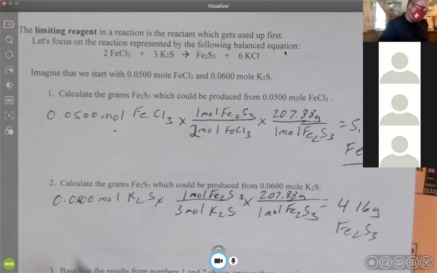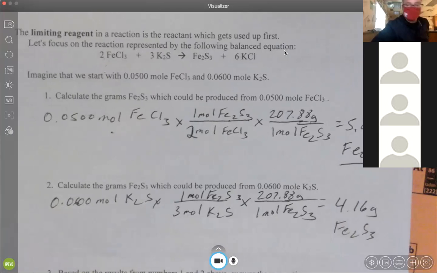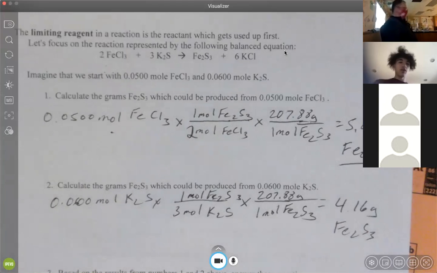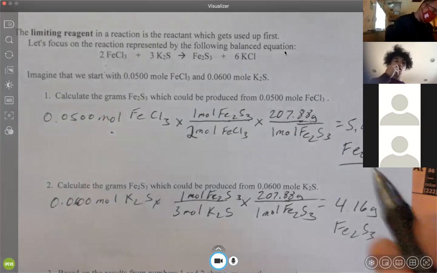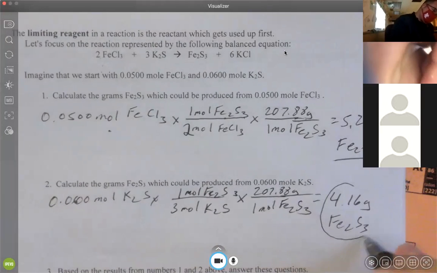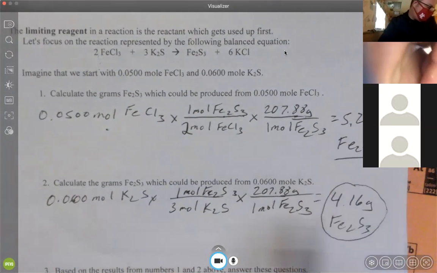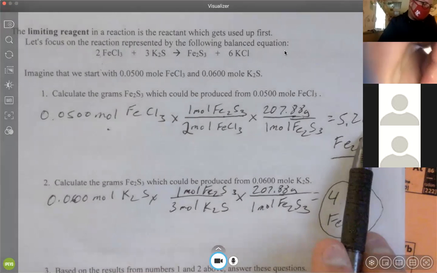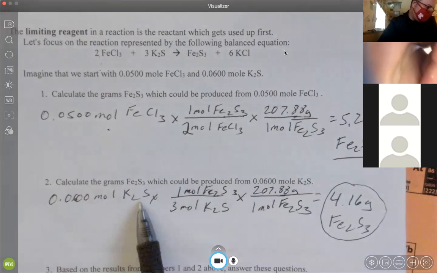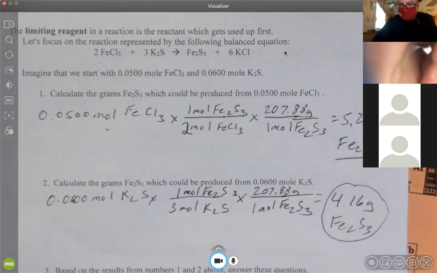We have enough K2S to make 4.16 grams of Fe2S3. So how much can we truly make? 4.16 grams. Good. Both at home and here, both said 4.16 grams. We can only make the least amount. We don't have enough K2S to make 5.20 grams because we only have enough K2S to make 4.16 grams, right?